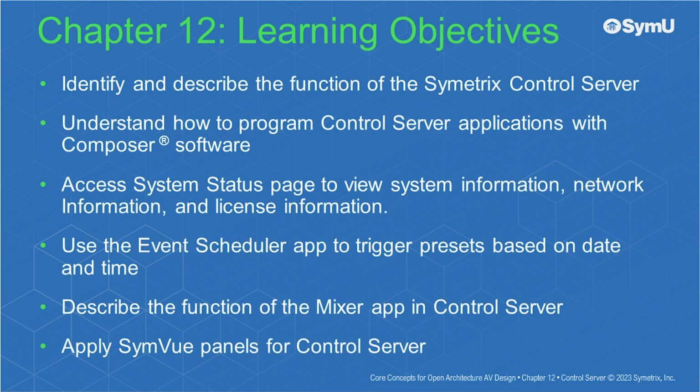The learning objectives for this chapter are to be able to identify and describe the function of the Symetrix Control Server, understand how to program control server applications with Composer software, access system status page to view system information, network information, and license information, use the Event Scheduler app to trigger presets based on date and time, describe the function of the Mixer app in Control Server, apply SymVue panels for Control Server.